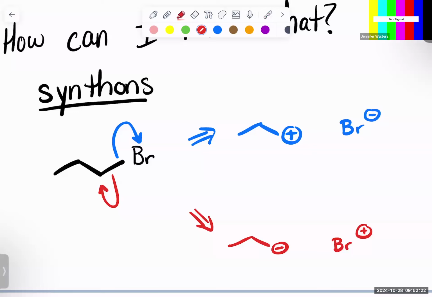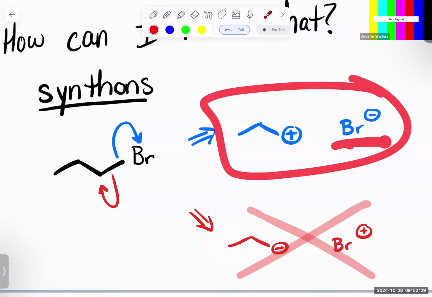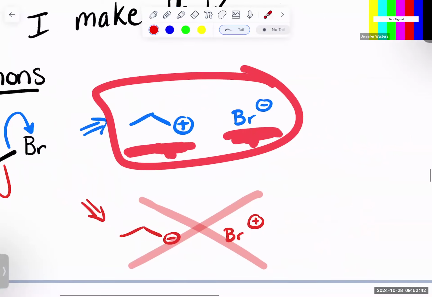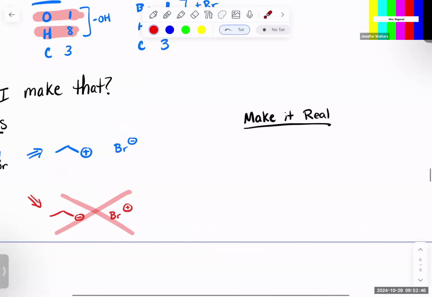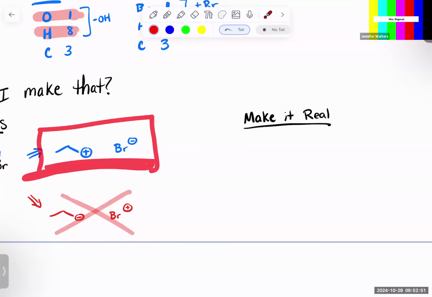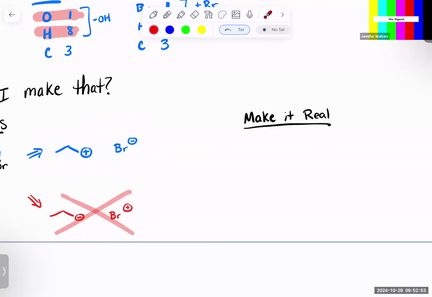Whatever is the simplest solution is probably the correct one. So I'm not going to do that one. I'm going to do the one that's easier, where I know bromide, that's a thing. I know that I can have that carbon with a positive charge if I make that a leaving group, right? So I know I can do these reactions. So then I'm going to say, okay, how do I make that real? How do I turn this set of synthons into real reagents?